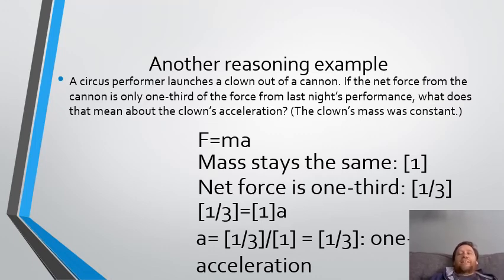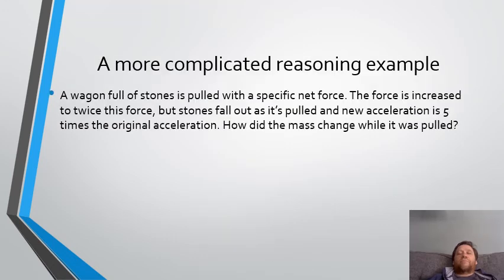Now, I recognize that these two examples are pretty easy ones to do, and maybe you could have done them even without using this technique, but I'll show you why it comes in handy in a more complex example. So we've got a wagon full of stones, and it's pulled with a specific net force. The force is increased to twice the original force, but stones fall out as it's pulled, and the new acceleration becomes 5 times the original acceleration. So how does the mass change when it's pulled?